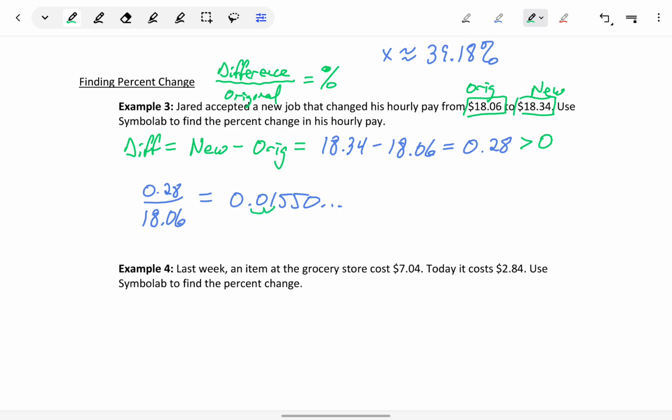To convert this to a percent, we'll move that decimal place twice. And if we want to round that final percent to 2 decimal places, this would end up being 1.55%. Again, this percentage is greater than 0, just like that difference was, because his pay rate went up. So the percent change should be positive since we're seeing that increase.